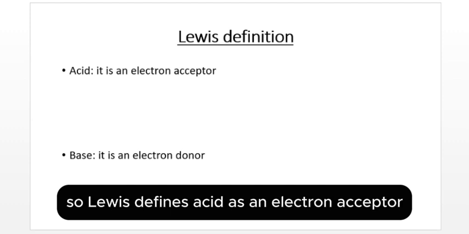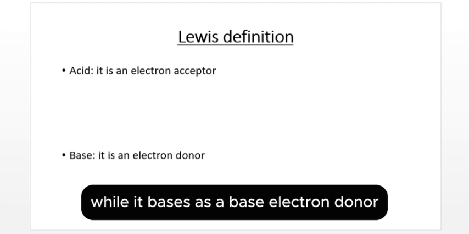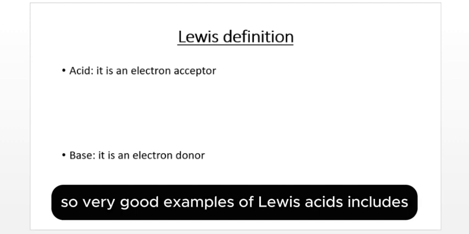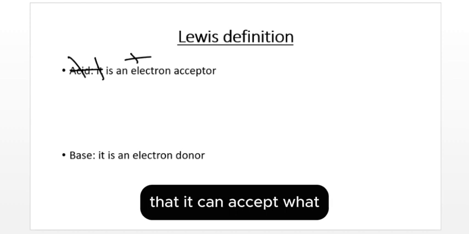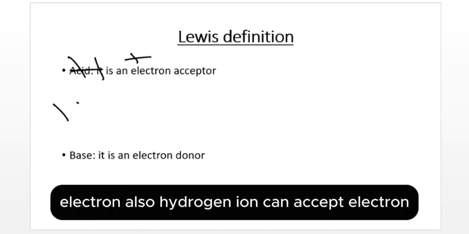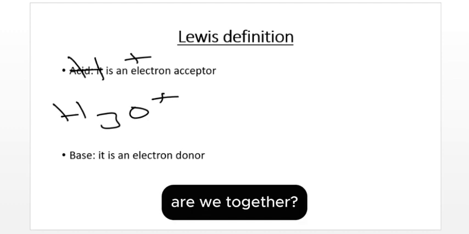So Lewis defines an acid as an electron acceptor, while a base is an electron donor. Very good examples of Lewis acid include hydrogen ion. Hydrogen ion has an empty orbital that can accept an electron. Also hydronium ion can accept electron. Are we together?